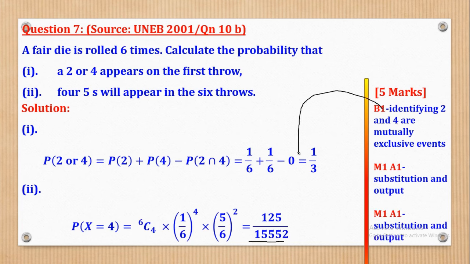So B1 is for identifying that the intersection is 0. M1 is for substitution, A1 for the output, M1 for substitution, A1 is for the output.